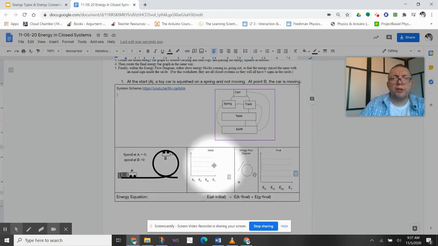Energy bar charts look at the total initial energy and total final energy, and ask: are those two equal, or does energy enter or leave our system? Here we say at the beginning, the cart is squished against the spring. It tells us that up here, and we can also see it here. The velocity at the beginning is 0. It tells us that right there.